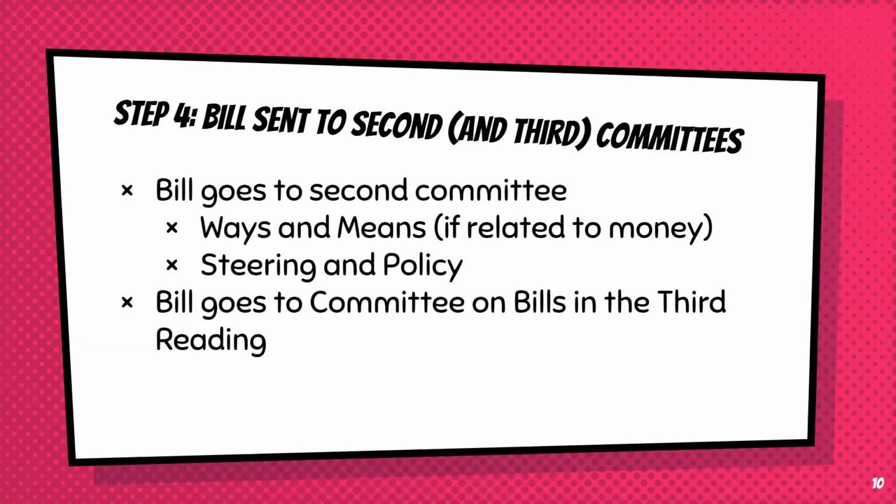So if a bill is read out favorably, it is then sent to a second committee. If the bill relates to money, it is often sent to the Committee on Ways and Means first. Otherwise, a bill is typically sent to the Committee on Steering and Policy. And again, just as before, the bill needs to be read out favorably by these committees to proceed. The bill then goes to the Committee on Bills in the Third Reading, which again has to issue its recommendations. And again, just as before, this is a further opportunity to influence the legislative process through lobbying committee members and the chairperson to recommend that a bill be allowed to proceed.